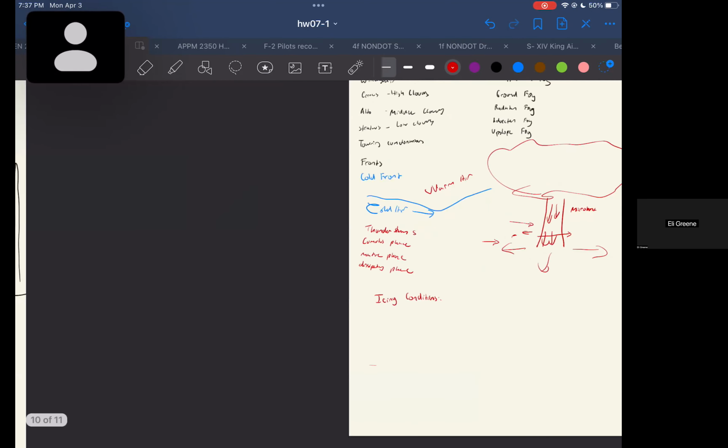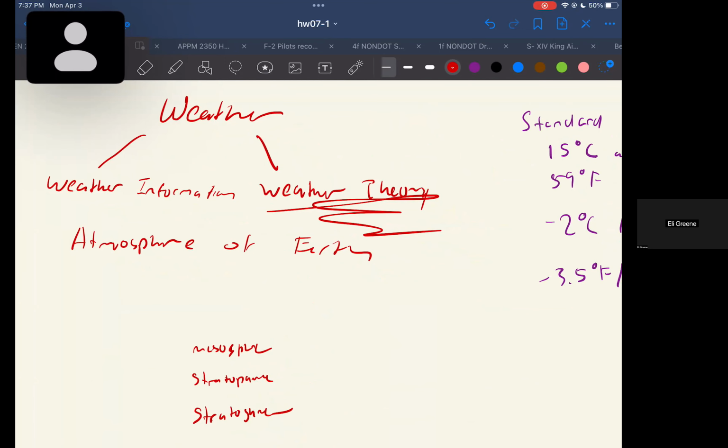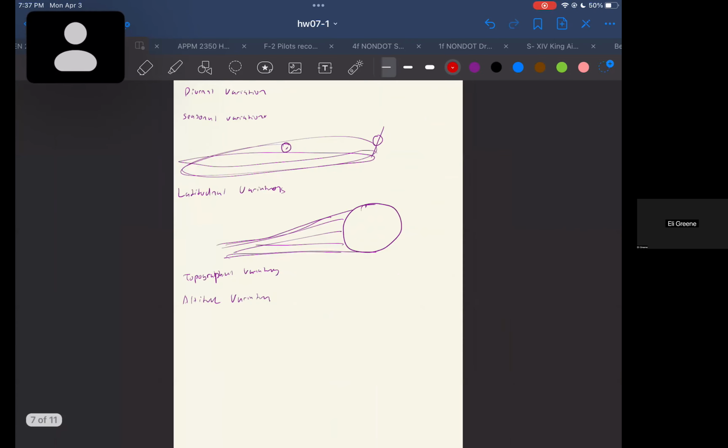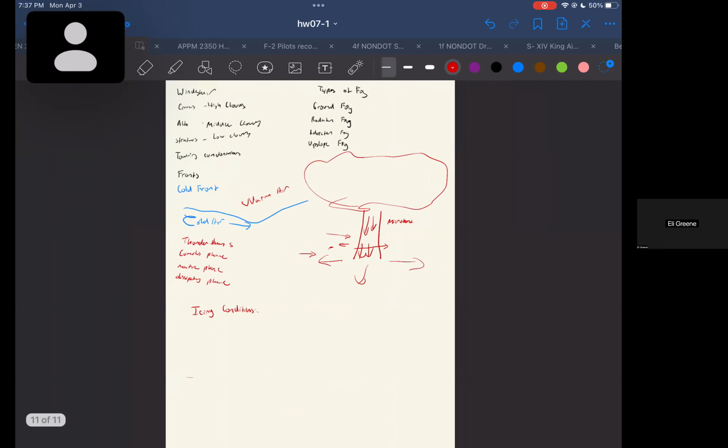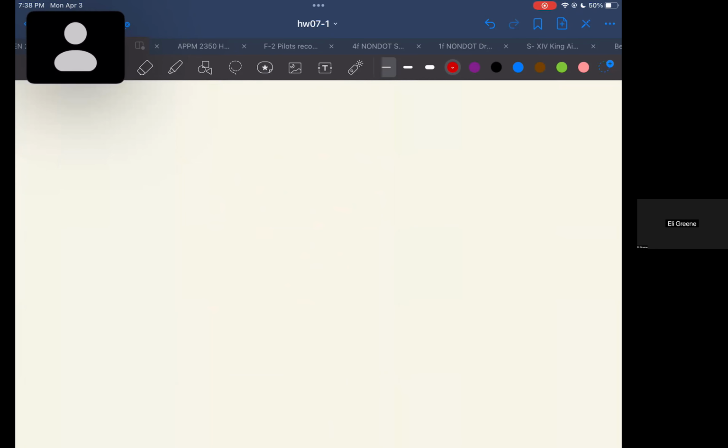Okay, so we're gonna go back here. Now we're on weather information. So we talked a lot about how things get formed. Weather information is now how do we actually describe the weather that's around us, and then how do we figure out from our resources whether we should go fly, whether we shouldn't go fly. There's a bunch of different resources that we have as pilots in order to figure out whether we should fly or not.